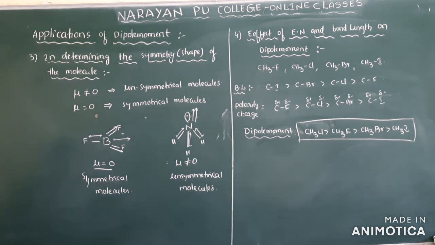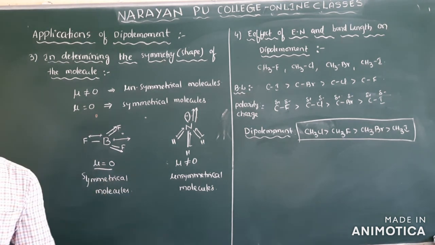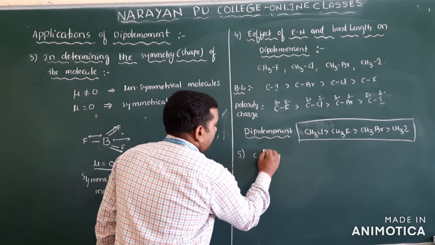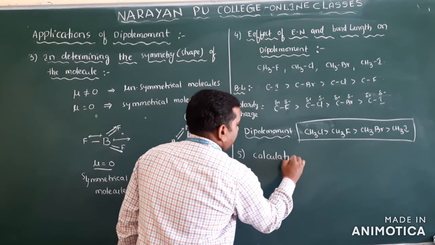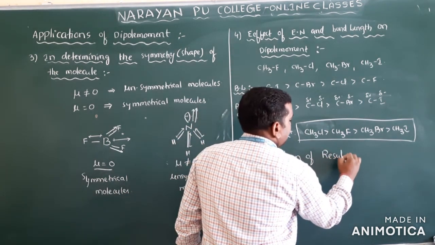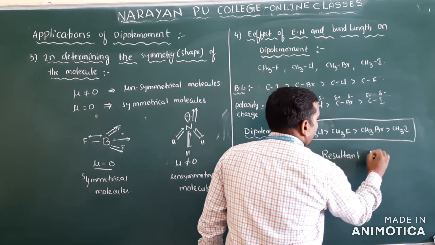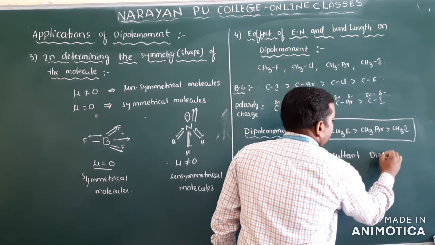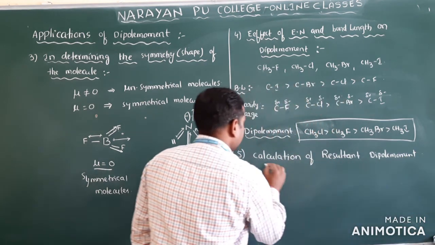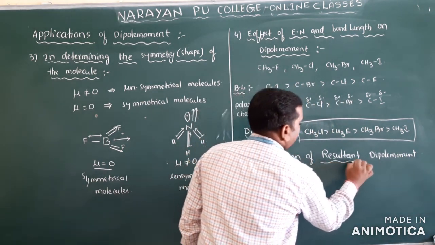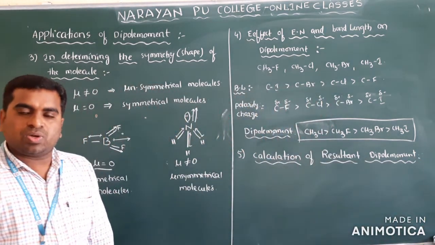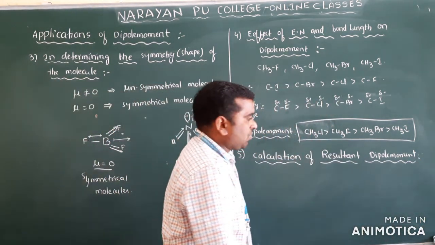And the next one, the fifth, is calculation of resultant dipole moment. Resultant dipole moment. So this is also calculation of resultant dipole moment. Clear? So what is the calculation of resultant dipole moment?